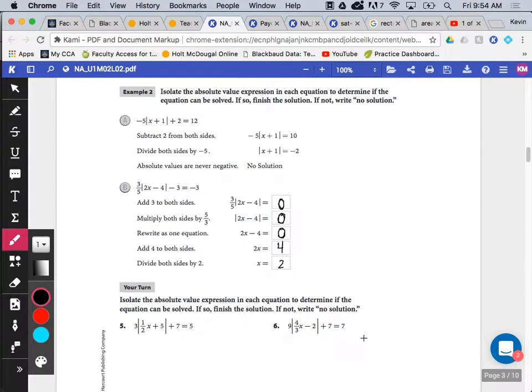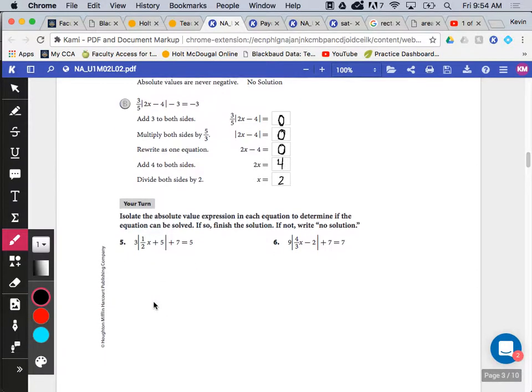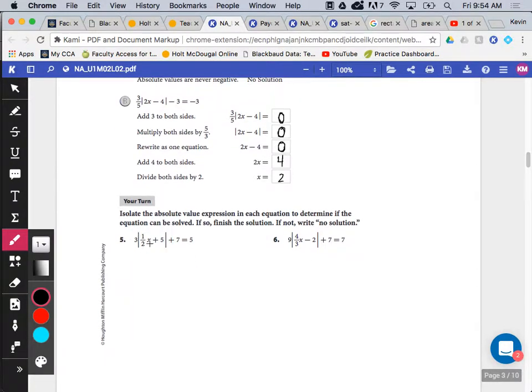So now let's look at another one. Let's look at number 5 together. So here we have 3 times the absolute value of 1/2 x plus 5, plus 7 equals 5. What do I do first?